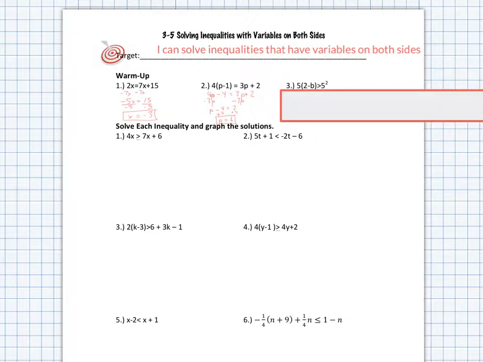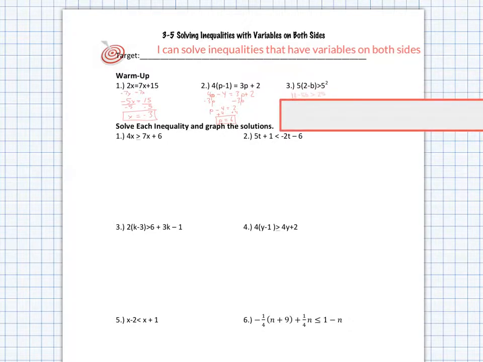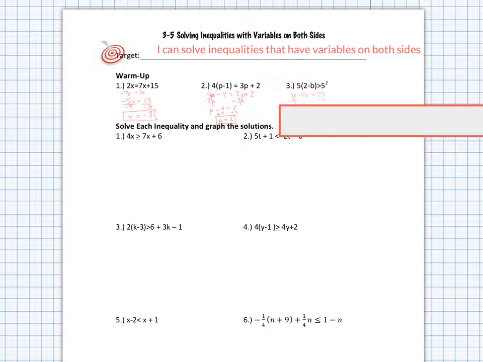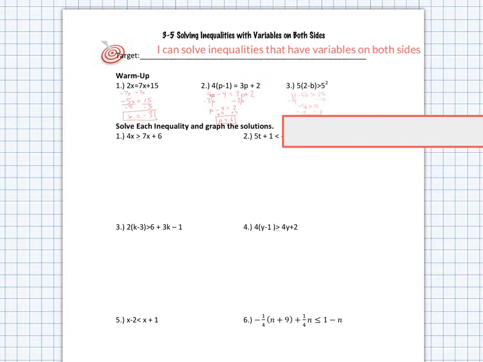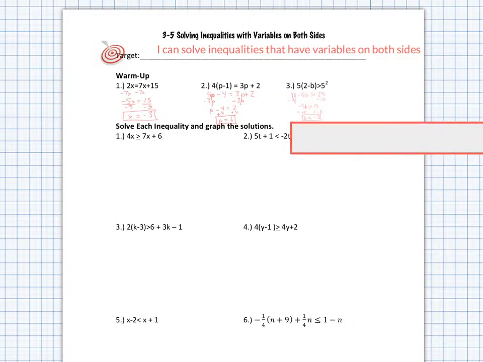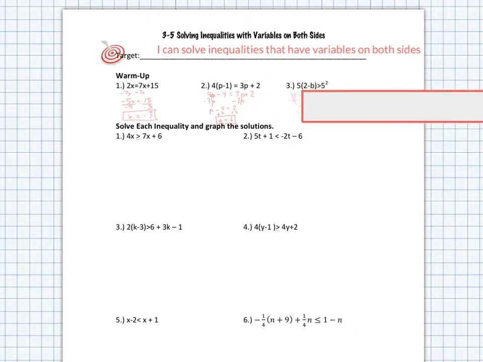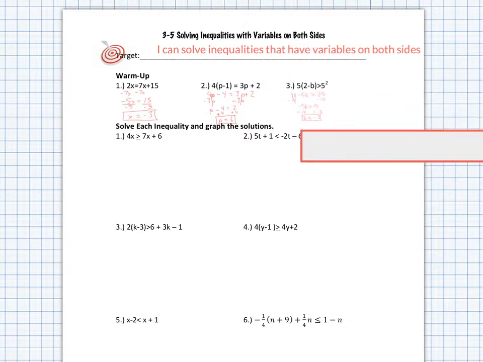You have to distribute the 5. So we get 10 minus 5b is greater than 25. I got to get the 10 off of the left side because it's like terms with 25. However, remember that minus is for the 5b, not for the 10. If I did 10 plus 10, I'd get 20, not 0. So I subtract the 10, and then I get 10 minus 10 is 0, minus 5b is negative 5b is greater than 15. Divide both sides by negative 5, and you get b is less than or equal to negative 3 because I divided by a negative. You notice up here the first step, I squared 5 to get 25. So that's the warm-up.